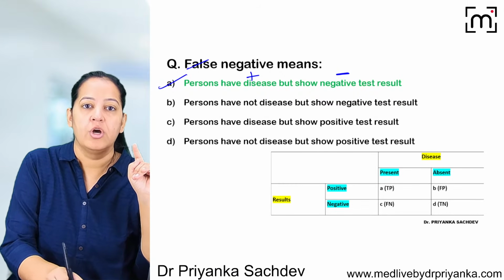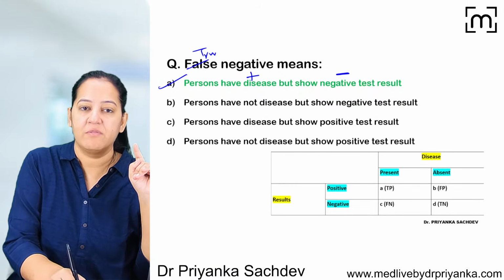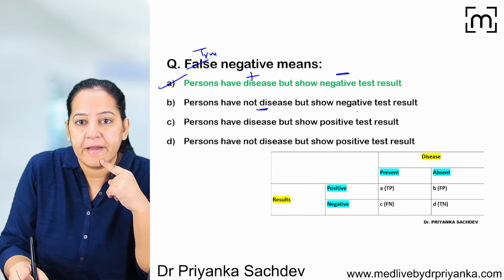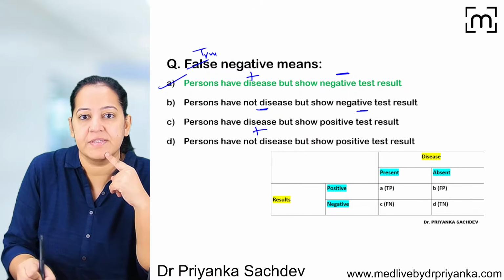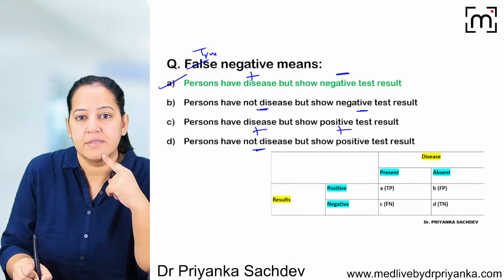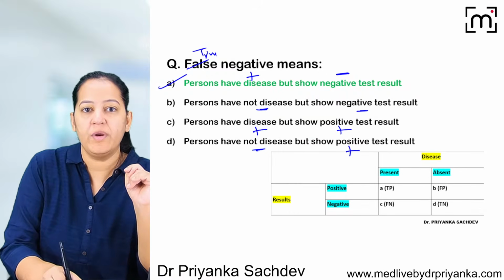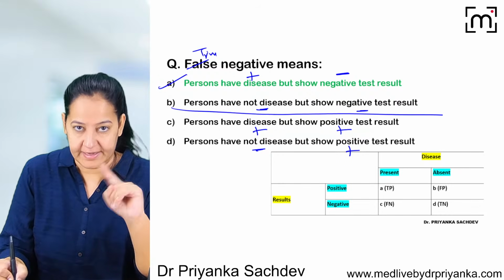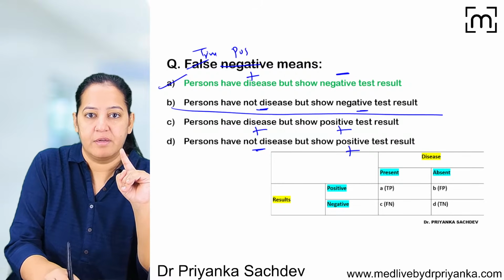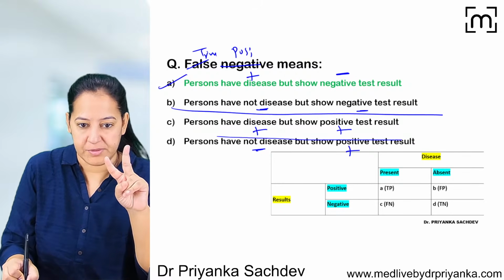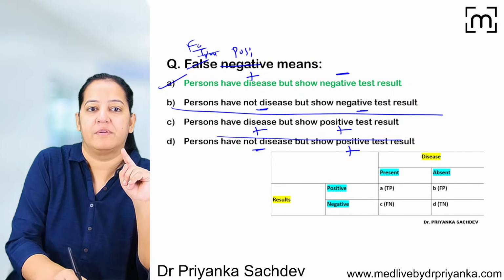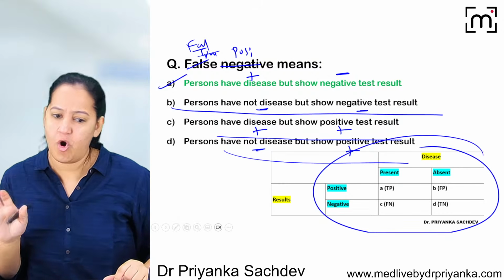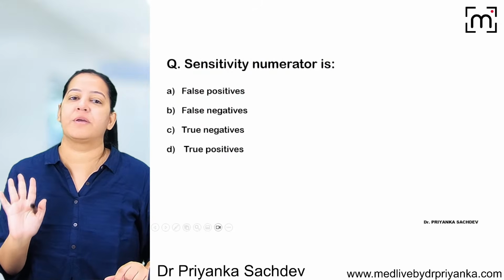If I change the question from false negative to true negative, from the same 4 options, the answer will change. If I ask true negative, the answer will be B, where disease is absent and test result is also negative. In that case, both the things are negative. If I say true positive, the answer will be C. Both the things are positive. And if I say false positive, the answer will be D. So I can create 4 questions here and it's a very common MCQ. If you know the concept, you can solve it.